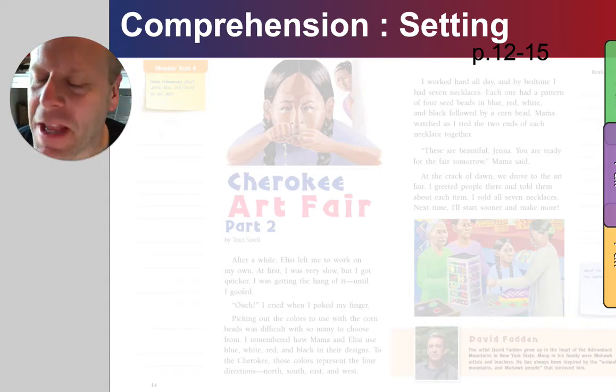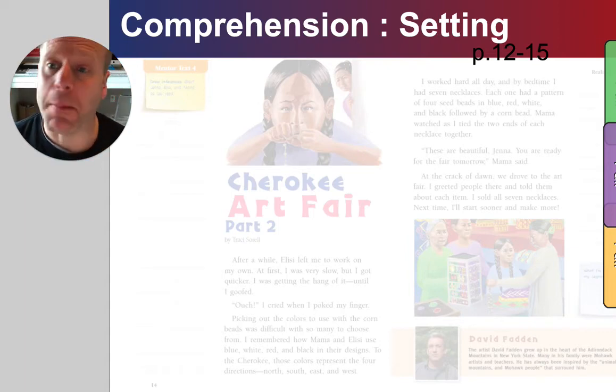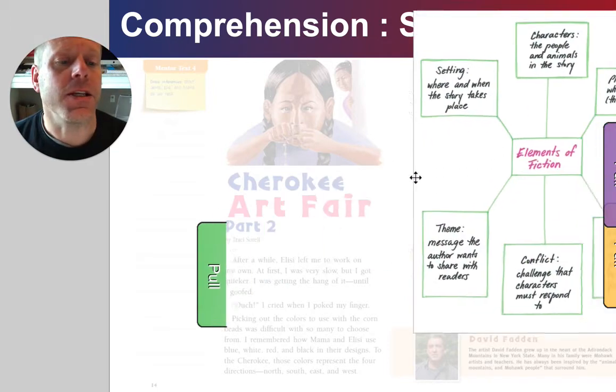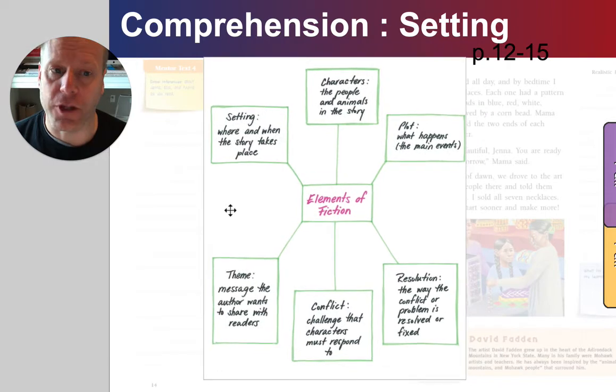Hey everybody! So I wanted to talk to you a little bit about setting today. In the Cherokee Art Fair, we were in a couple different settings and it's worthwhile to talk about it. So the first thing I'm going to tell you is that setting is one of the elements of fiction.